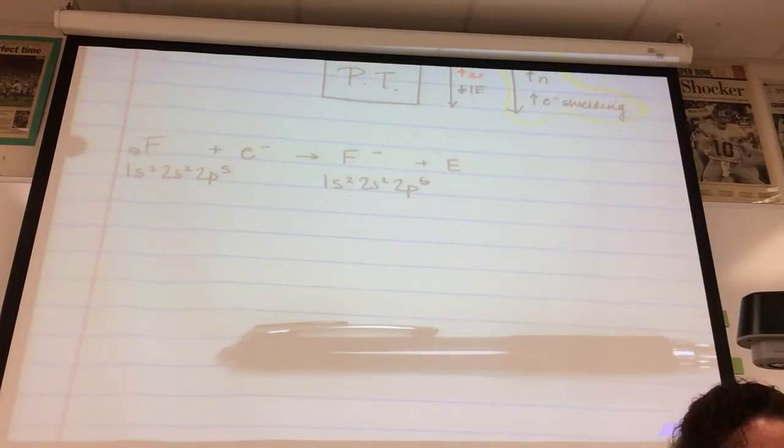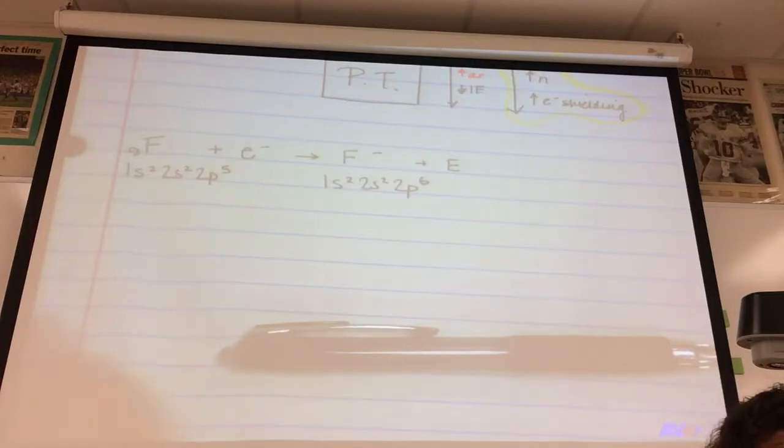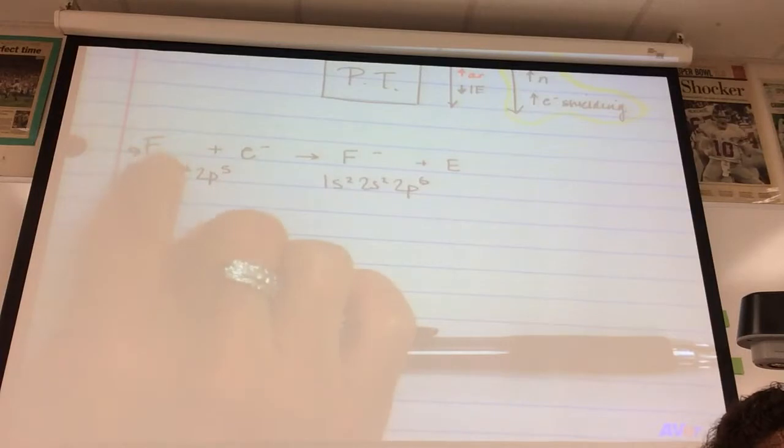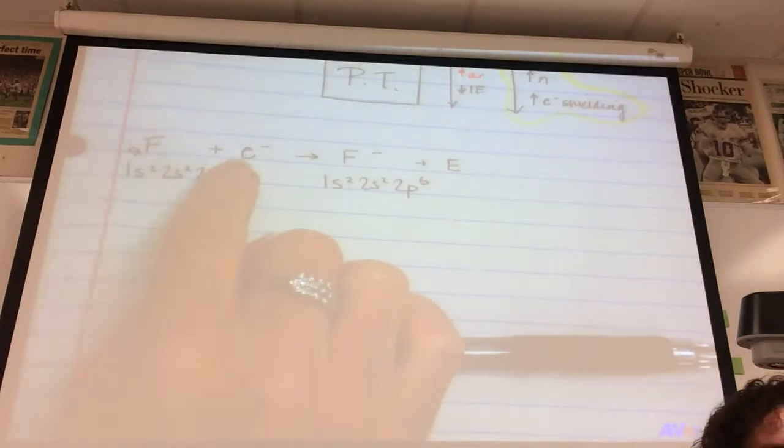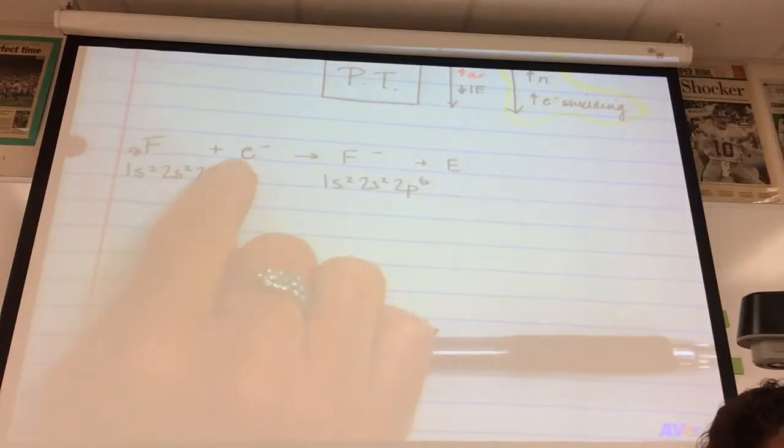The trend is very similar to ionization energy. One thing I want to make clear is that you are attracting and holding an electron you didn't have previously. That's important.